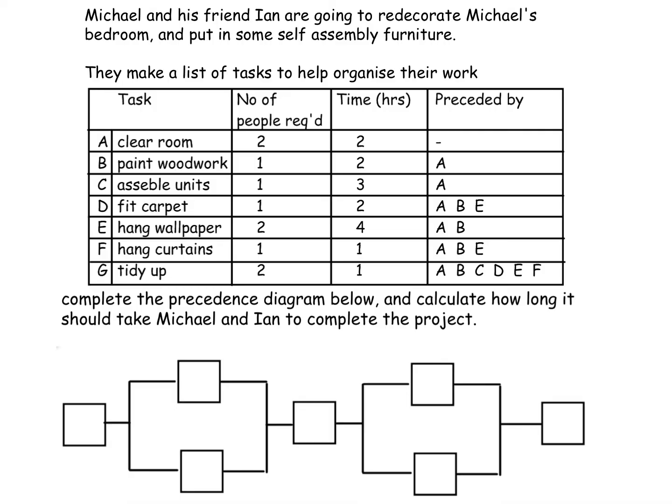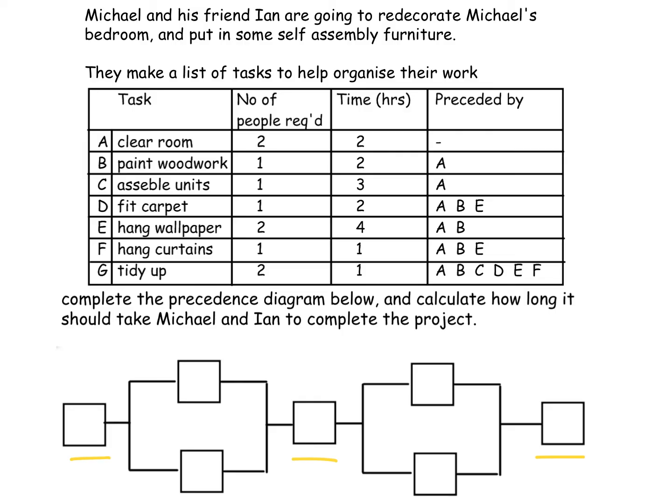Okay, my second example, we've got two friends, Michael and Ian. They're going to redecorate Michael's bedroom and put in some assembly furniture. So this one, we've got all the tasks A through to G. This bit about mentioning 2 people required, don't stress too much about that. That is just the bits where it's the single boxes, like here, here and here. That will take the 2 people to do it.